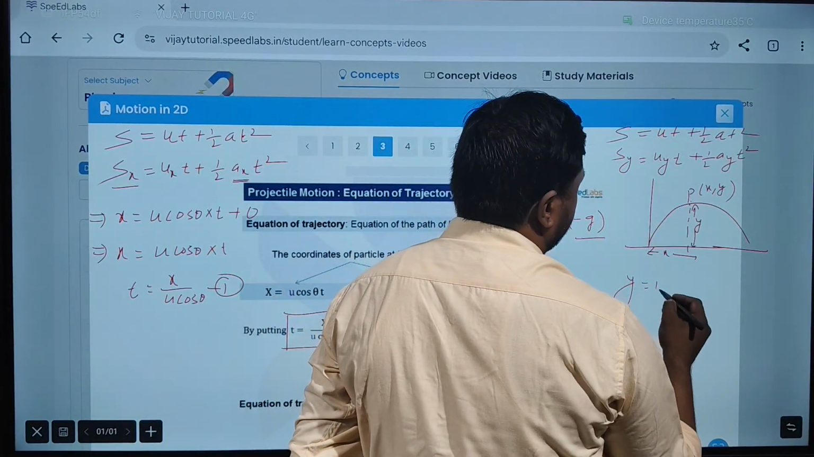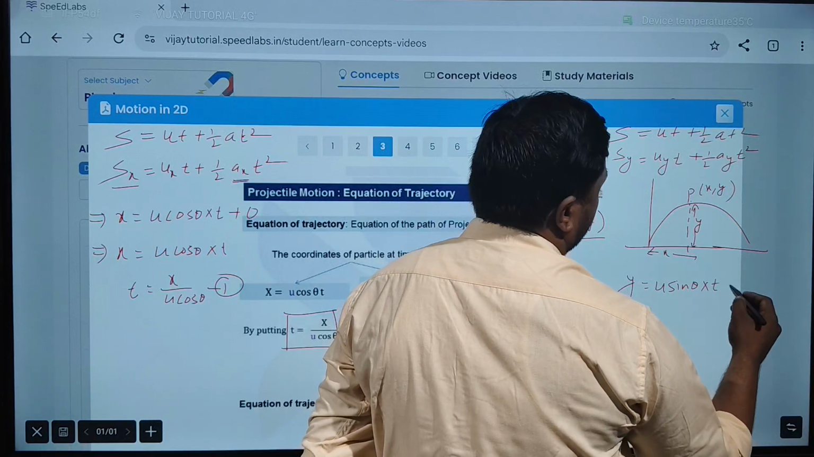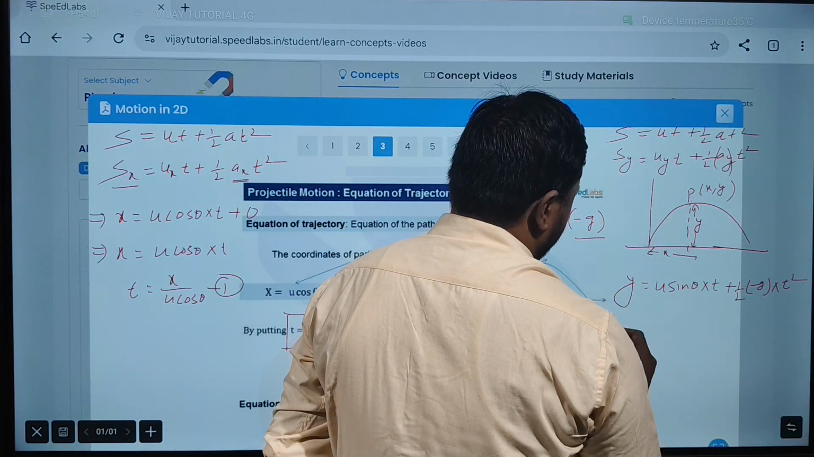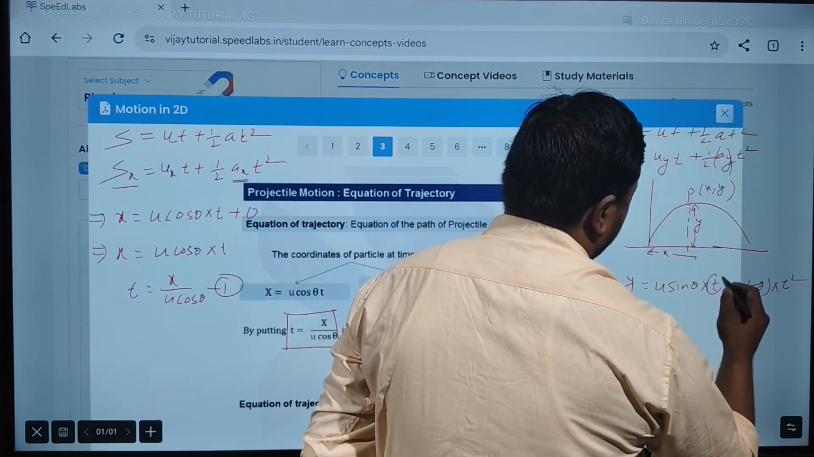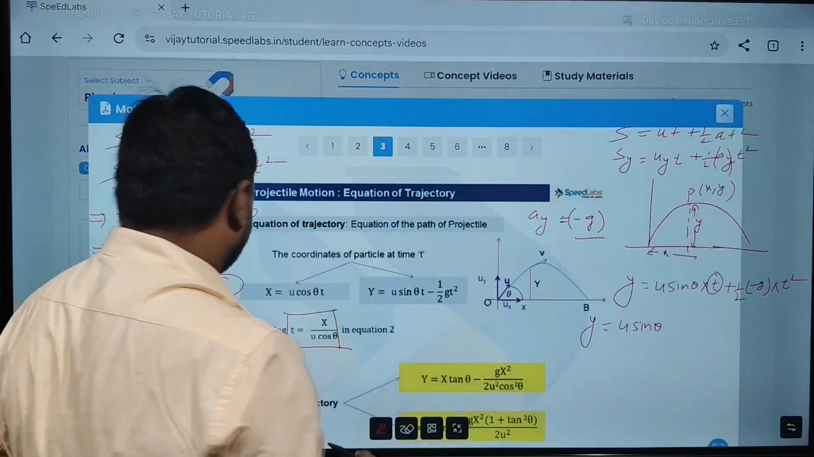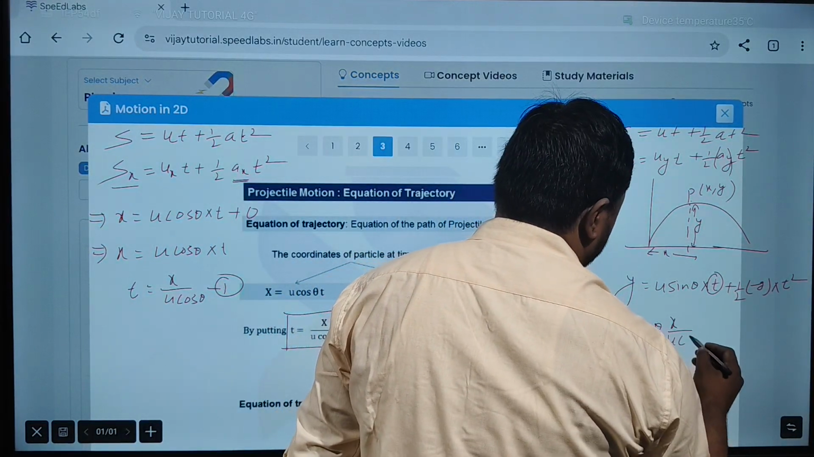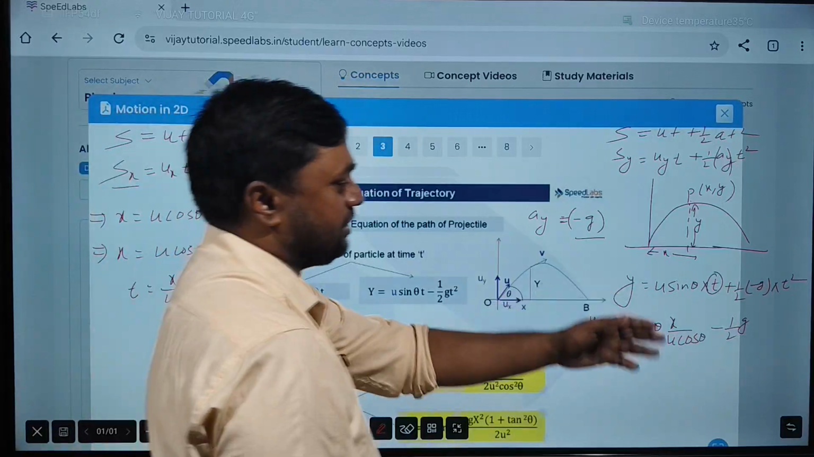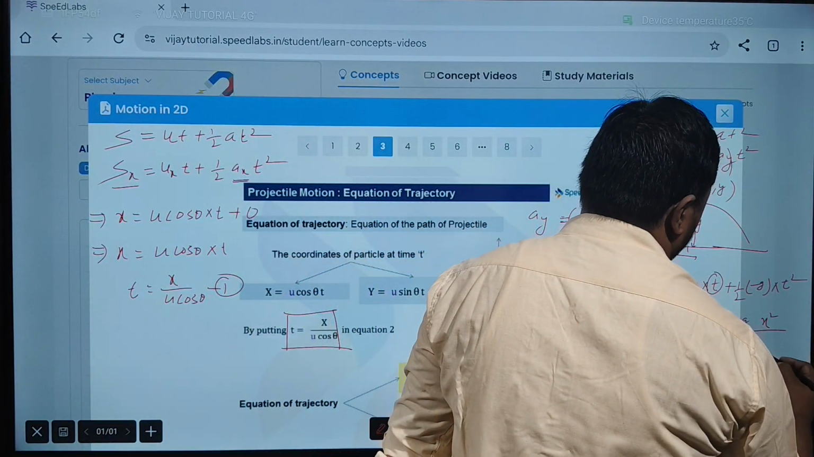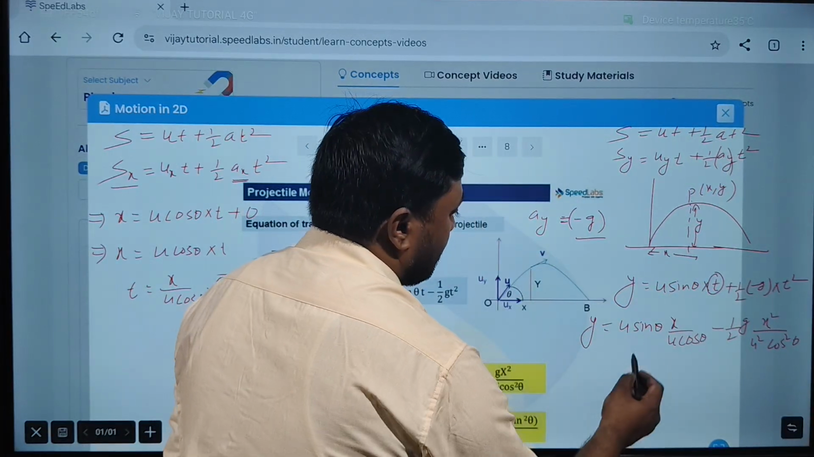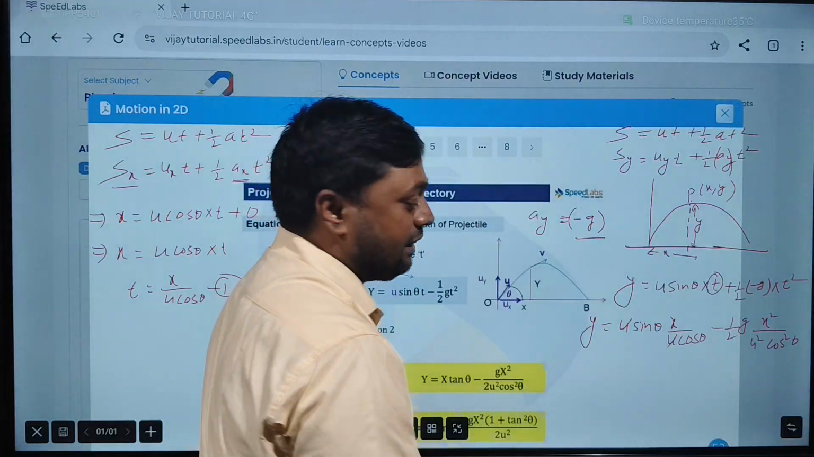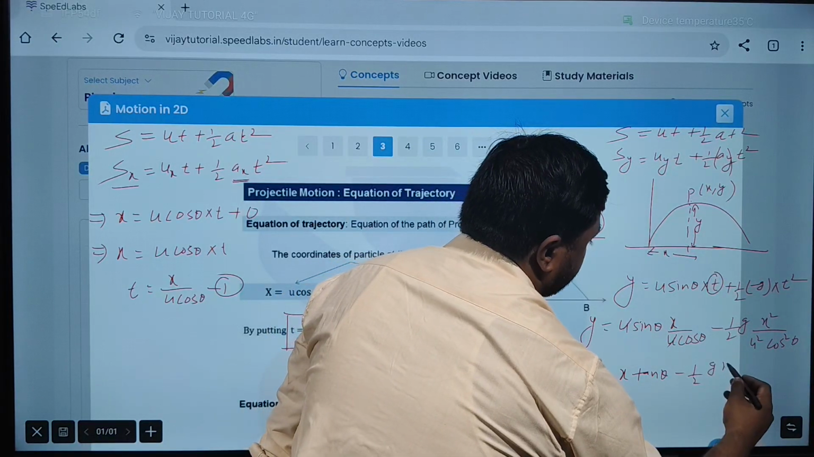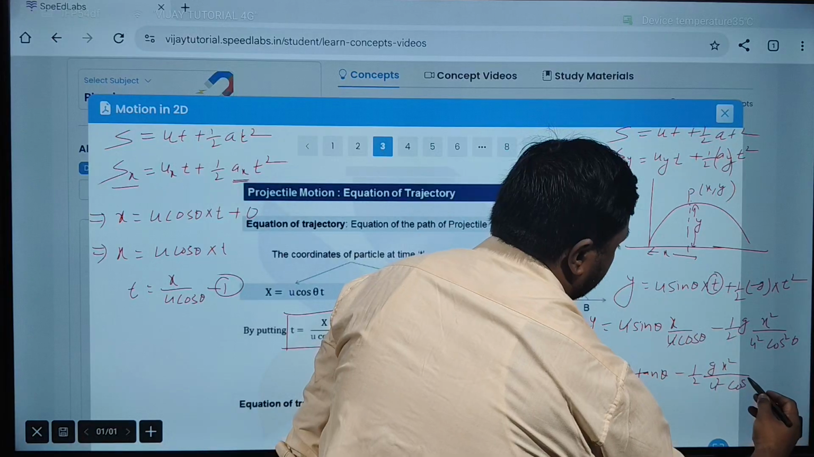Substitute the value: uy is nothing but u sin theta into time taken t, plus half of ay, which is minus g, into t square. So we can write y is equal to u sin theta, and substitute the value of t from equation 1. What is t? x by u cos theta. Yes or no? So y is equal to u sin theta into x upon u cos theta, plus minus half of g, and t again we substitute as x by u cos theta, so the square is there, so we can write x square by u square cos square theta. You agree with me? Now u gets cancelled. Sin theta by cos theta is what? Tan theta. So we can write y is equal to x tan theta minus half g x square upon u square cos square theta.